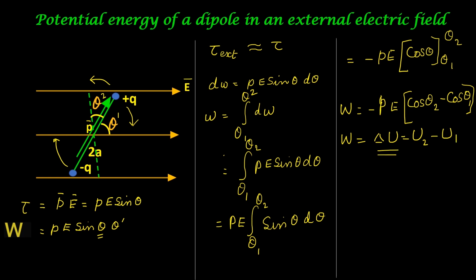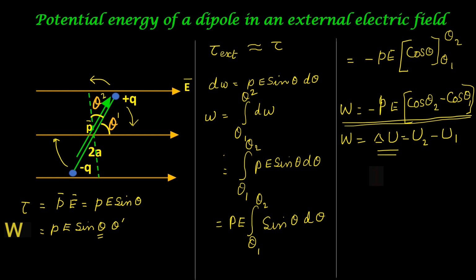So, if you are asked to derive an expression for the change in potential energy, that is the energy stored in an electric dipole kept in an external electric field, you have to write up to W is equal to negative PE, cos theta 2 minus cos theta 1. You have to draw the diagram and derive this equation. I hope you can easily make out the work done in turning the dipole through theta 2, that is final potential energy, and also the initial potential energy from this equation. If you find it difficult, I shall help you.